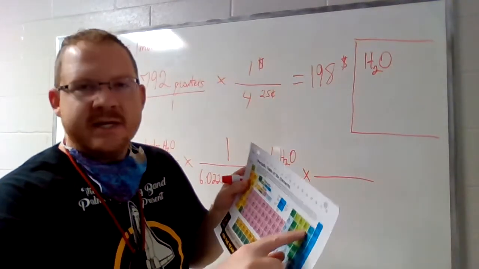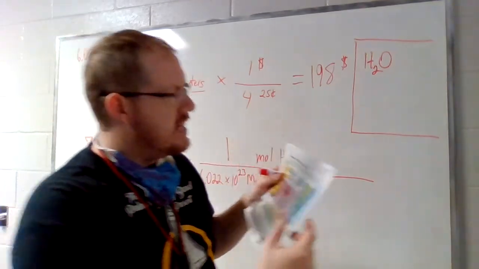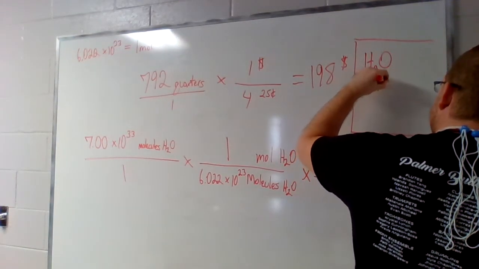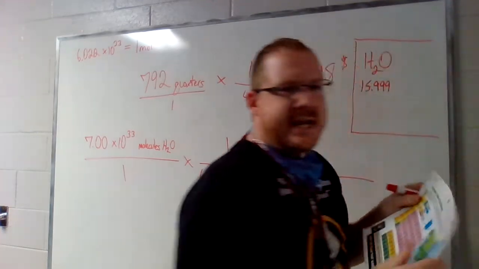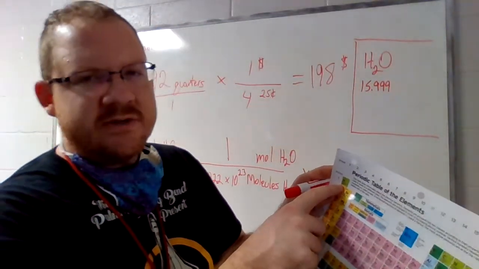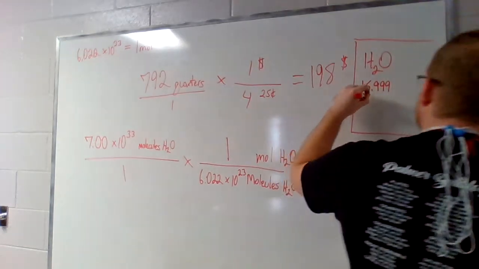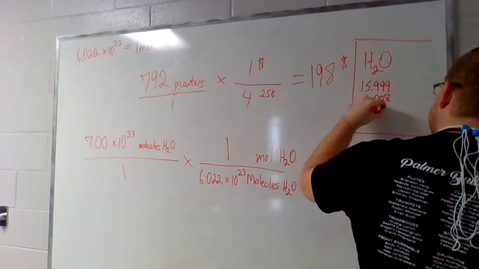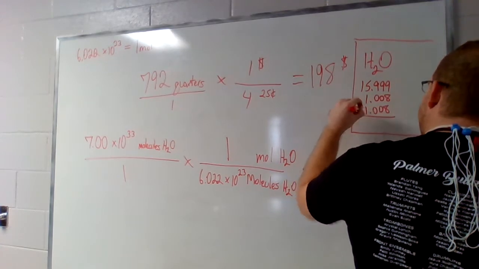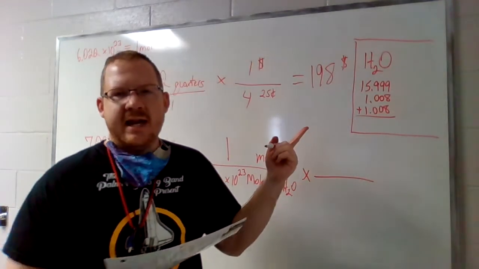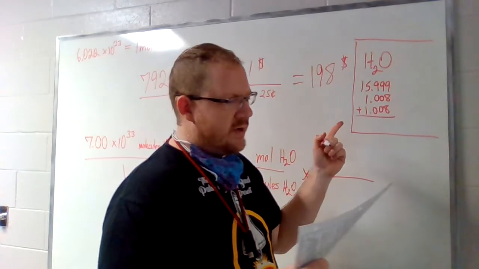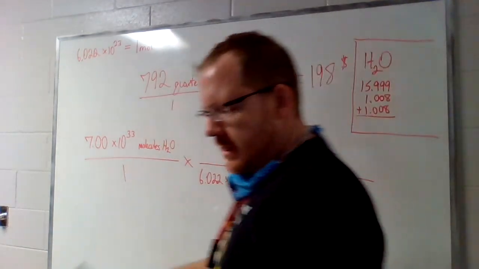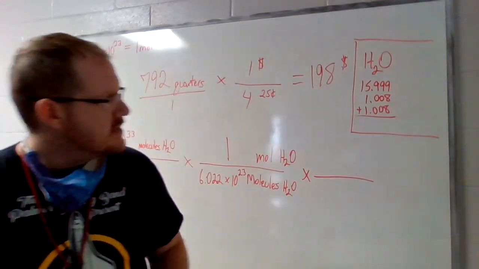So the oxygen, if I look on the periodic table, weighs 15.999. And each hydrogen weighs 1.008. I have 2 of them. So I'm just going to add 15.999, 1.008, 1.008. Add these together, and I get, I'm going to be honest, I don't want to do the math on this. No, let me do it.